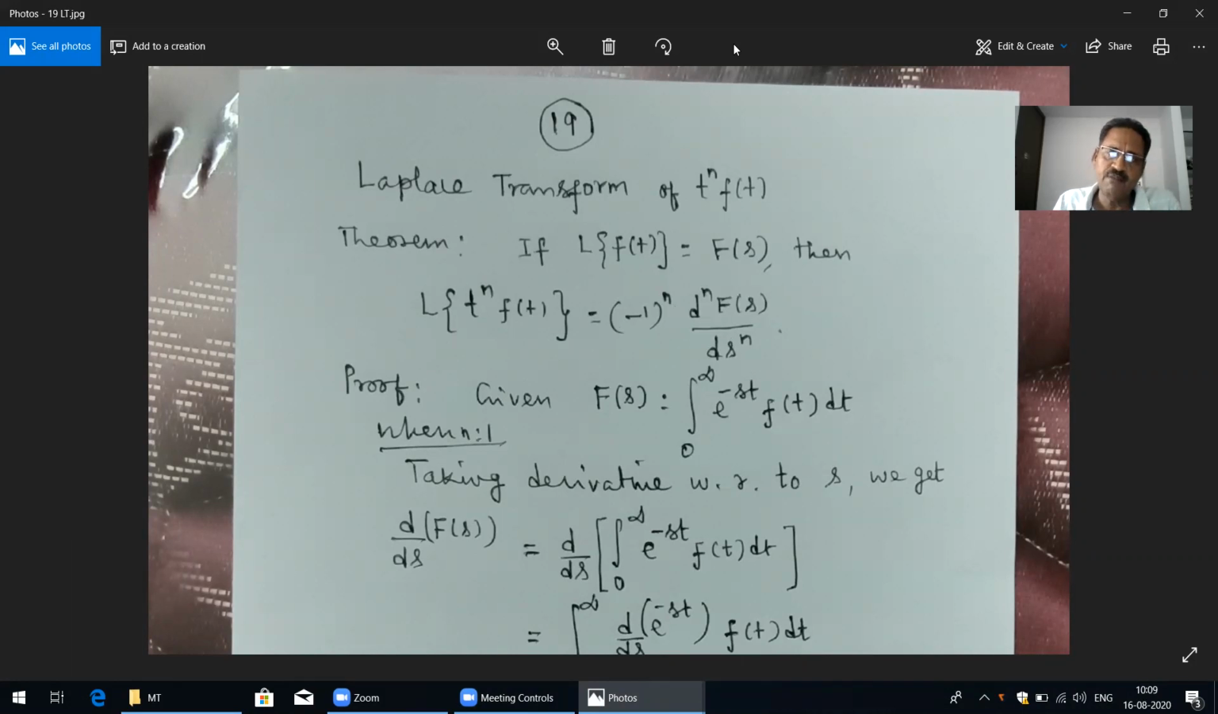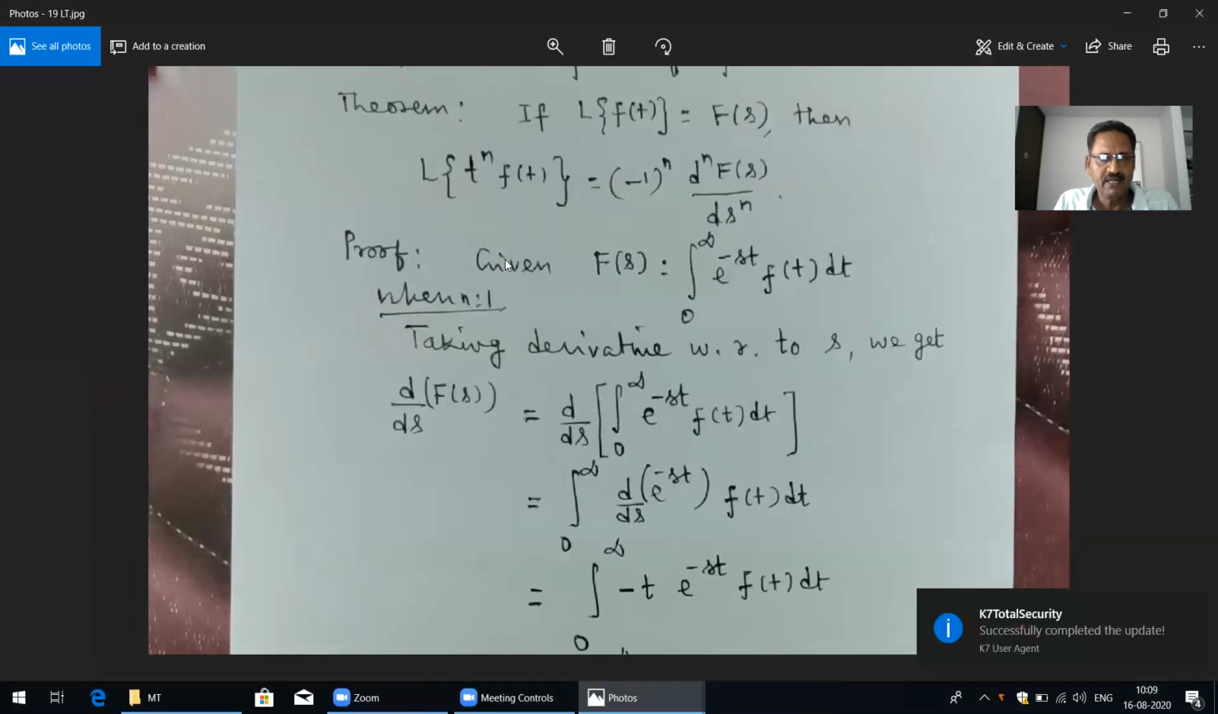This formula is very important for all technical sides. This formula is very, very important. You memorize this: the Laplace transform of t power n f of t equals negative 1 power n, d power n by ds power n of F of s. This is a very important one. Now we are going to prove the concept here. Are you clear now? Maybe this one is very simple, but you have to do something. Here we are using mathematical induction.